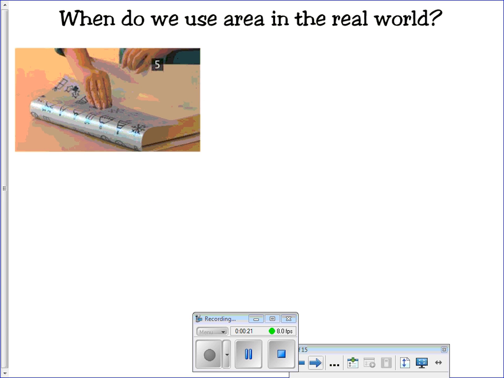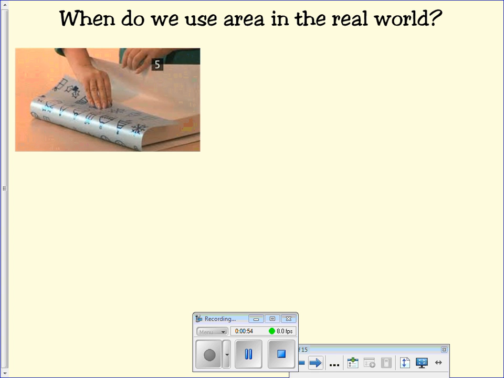So when do we use area in the real world? You all know that today is my son's 16th birthday, so this morning my daughter was very excited to wrap his present. So we had to find the area of all the sides. That's actually surface area, because we're wrapping all the sides put together. Today is also her friend's birthday. So she went to school today and wrapped her friend's locker. So she had to know the area of the front of the locker.